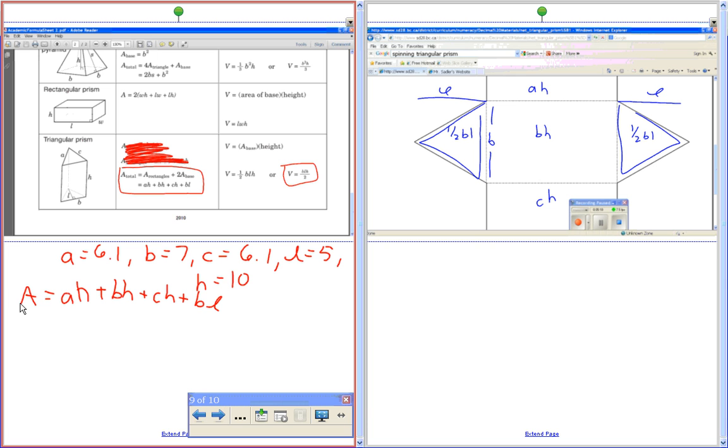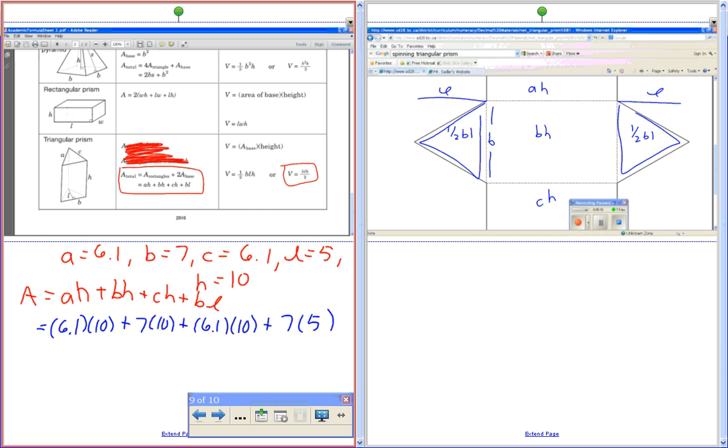AH is 4 times. BH is 7 times 10. CH is 6.1 times 10. BL is 7 times 5. So all we did there is take all those calculations we did before and sub the numbers into the equation. That's all we're doing.